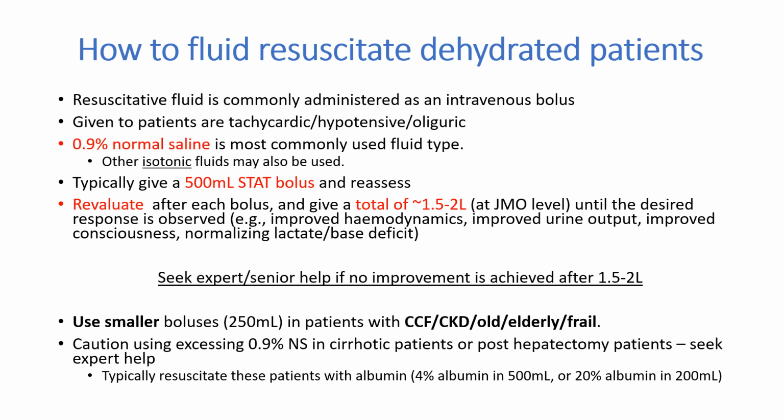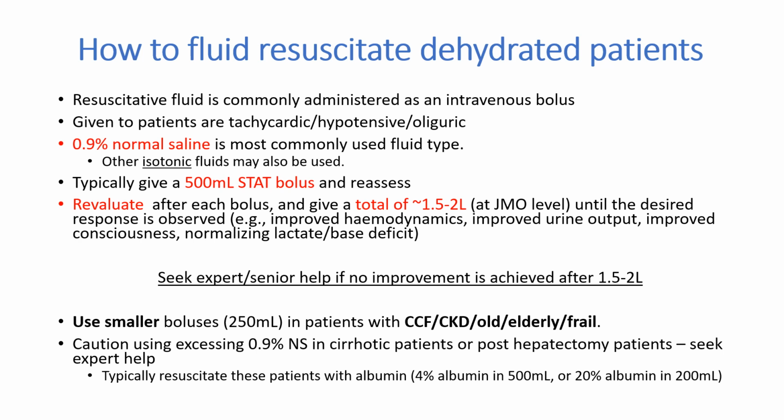The most common fluid type we use to resuscitate patients is normal saline, and the general principle is that you should use isotonic fluids that don't have too much potassium in them. We typically give a 500 ml stat bolus and reassess. You're supposed to reevaluate roughly around half an hour after each bolus and give a total of 1.5 to 2 litres at an intern level until the desired response is observed.